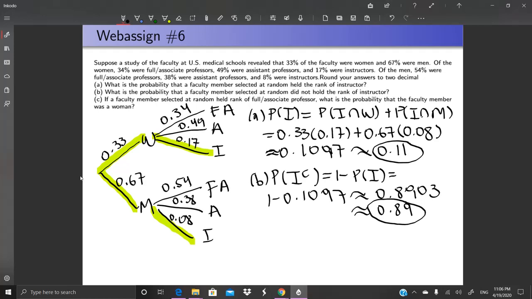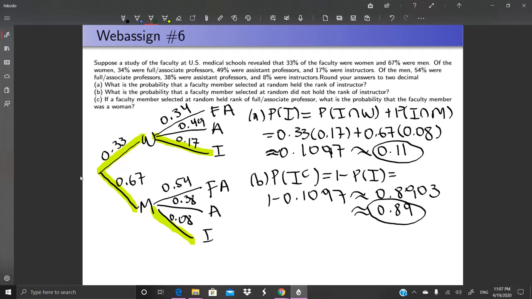the probabilities that someone is not an instructor, meaning can I find the probability that someone is a full or associate professor and add to it the probability that someone is an assistant professor, and would I get the same answer? And the answer is yes. So what I mean, and I'm not gonna do this, I'm just gonna show you.